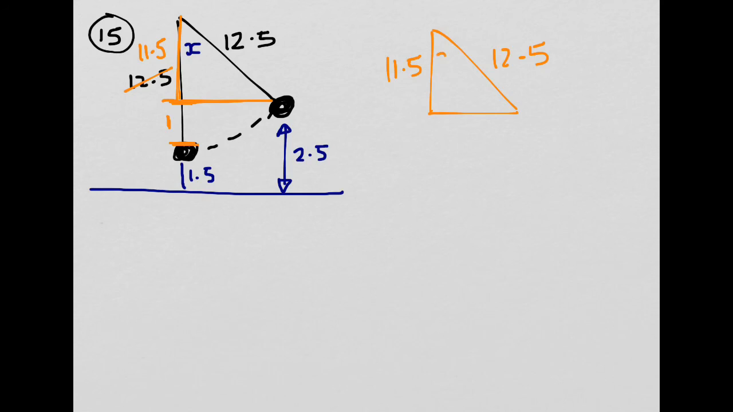We're trying to work out angle X, so it's a SOHCAHTOA question. Cos X is 11.5 over 12.5. If you do second cos on that, you get 23 degrees.